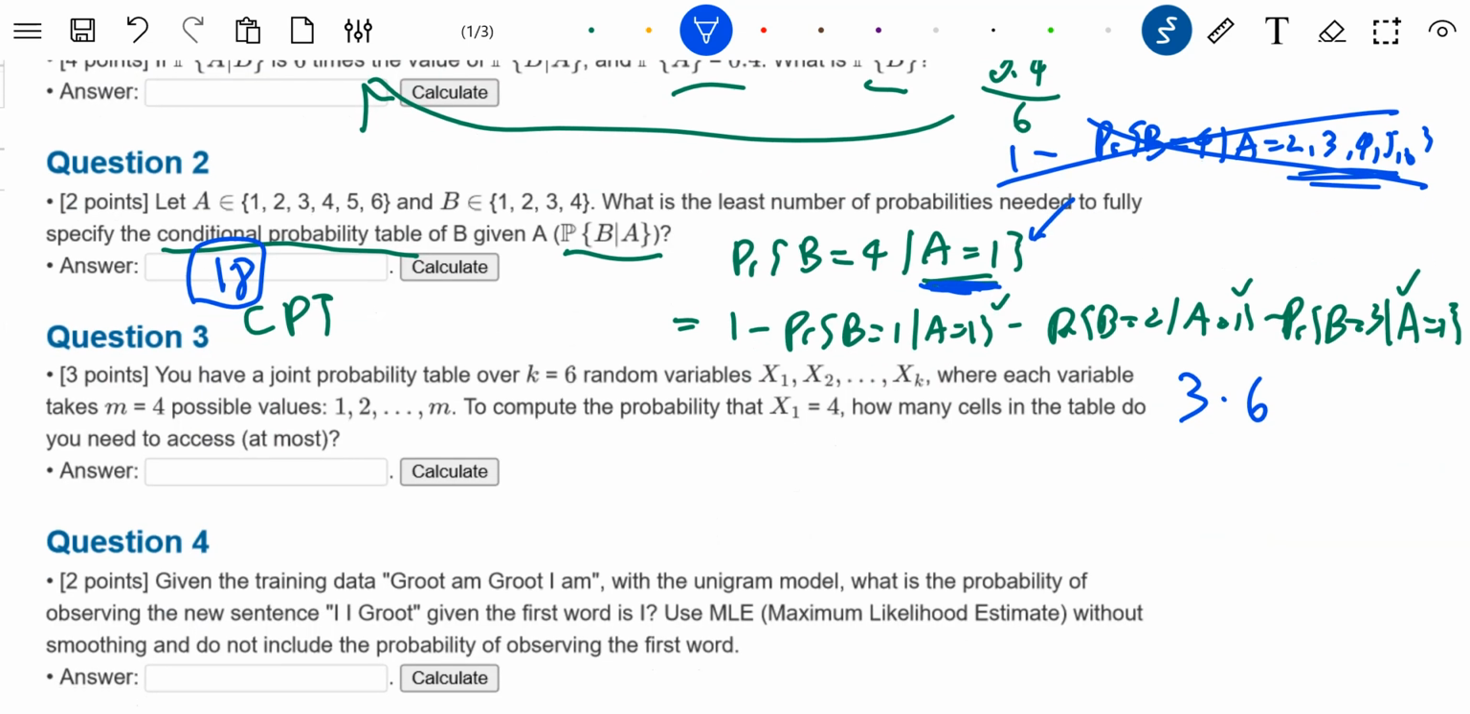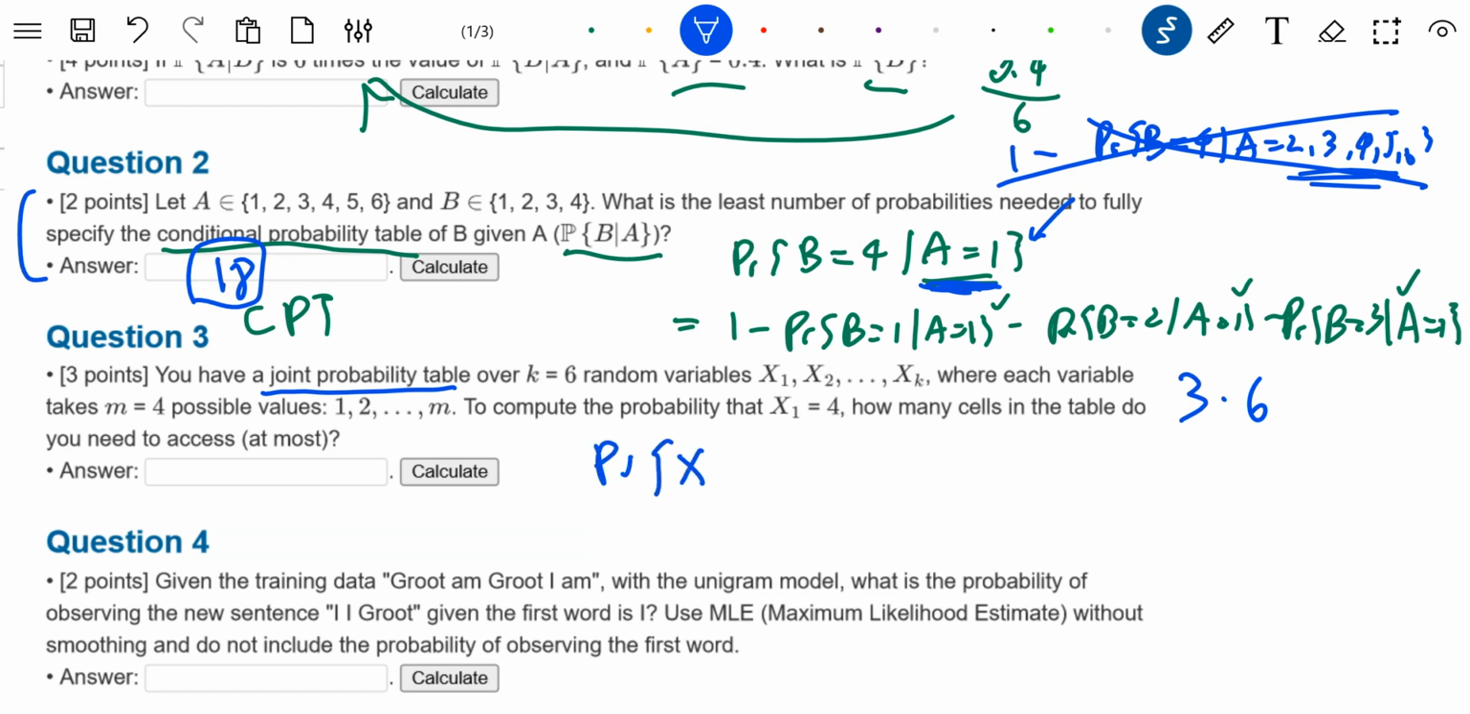And question 3 is basically just the opposite of what we just did. You have the joint probability table, so it's a huge table that stores all the probability combinations, like x1 is 1, x2 is 1, 2, 3, 4, 5, x3 is 1, 2, 3, 4, 5, and so on. So you have a large table. There are 6 random variables, each one with 4 possibilities, so it's 4 to the power 6 entries in the table. If you compare this with just storing the conditional probabilities, it really saves a lot of numbers to store. But it's not related to this question.